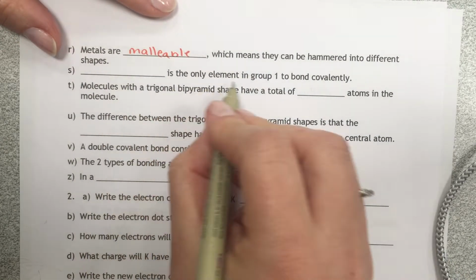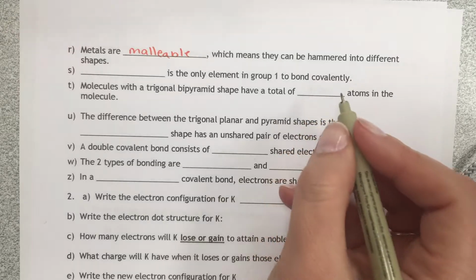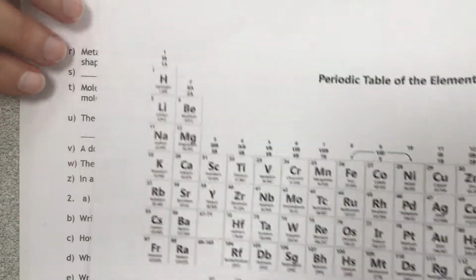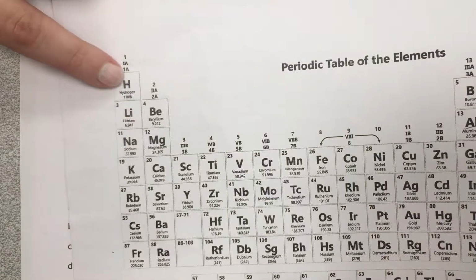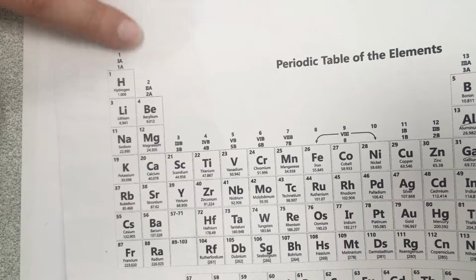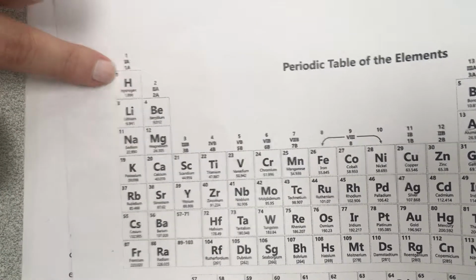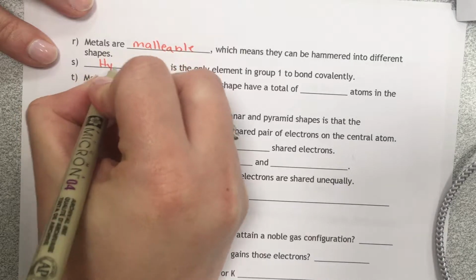All right, blank is the only element in group 1 to bond covalently. So here, remember, ionic bonds are made of metals and nonmetals. However, this isn't a metal. So this is hydrogen, which is the only element here that will bond in covalent bonds.